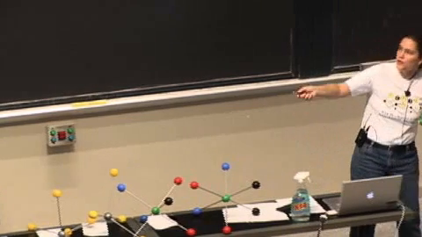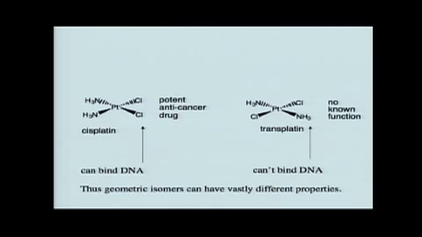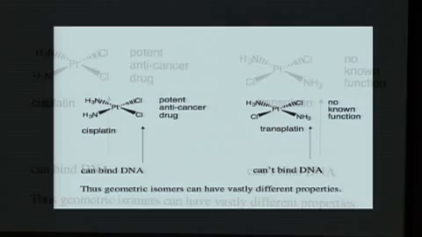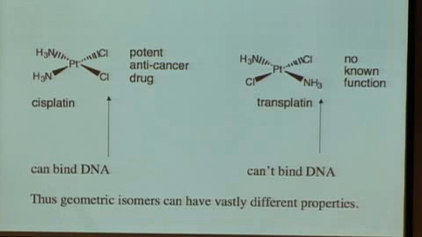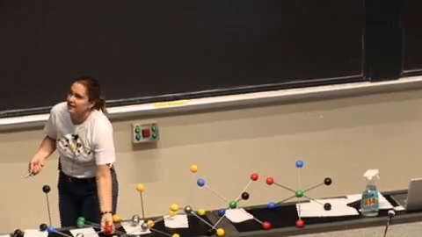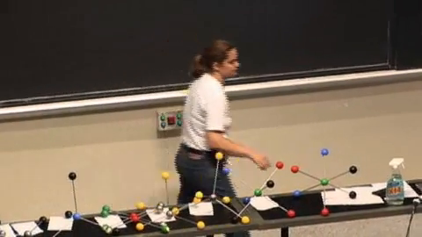So the chlorides both need to be on the same side so it can bind DNA. If they're on other sides, that's not going to interact with DNA, and so it doesn't have any known function. So geometric isomers, same composition, but in different arrangements, can have vastly different properties.